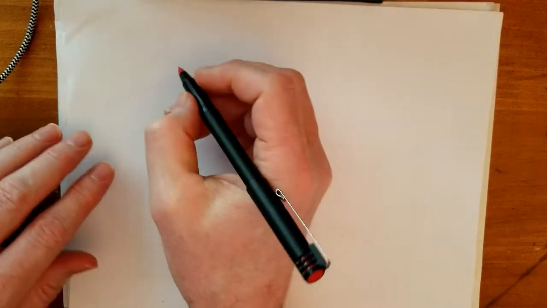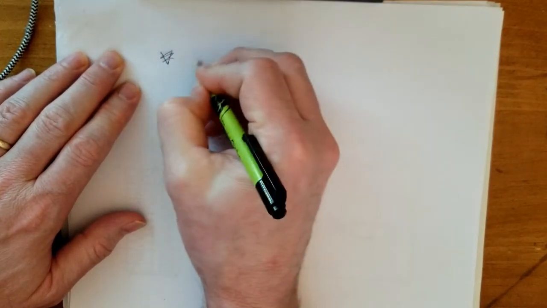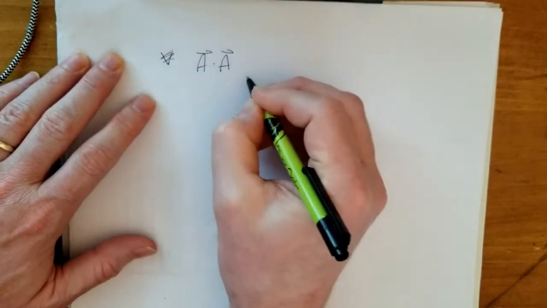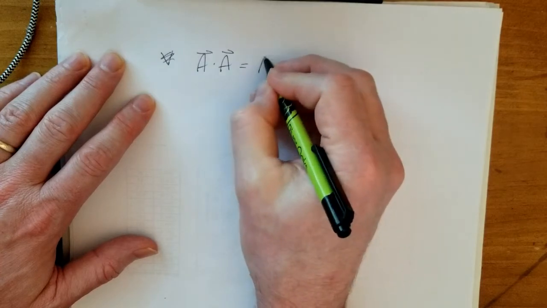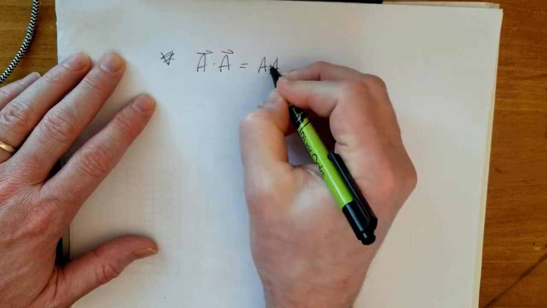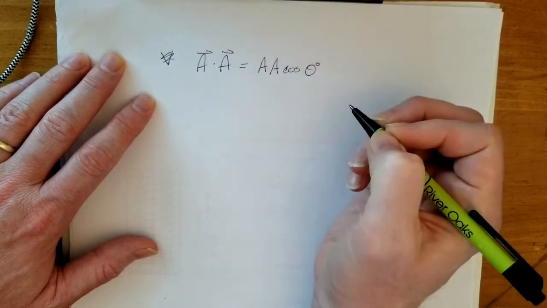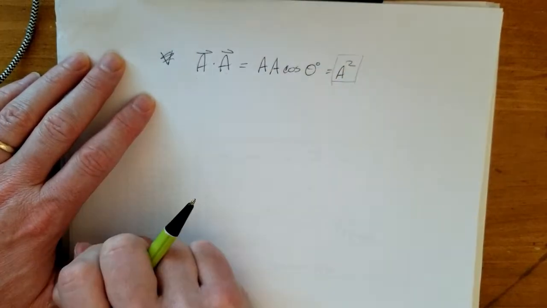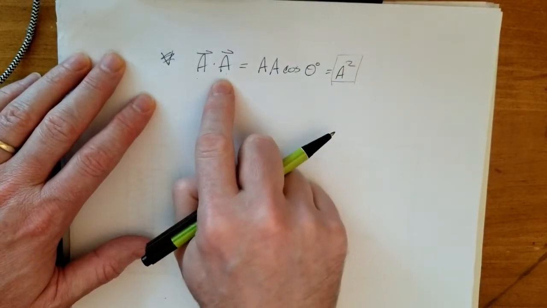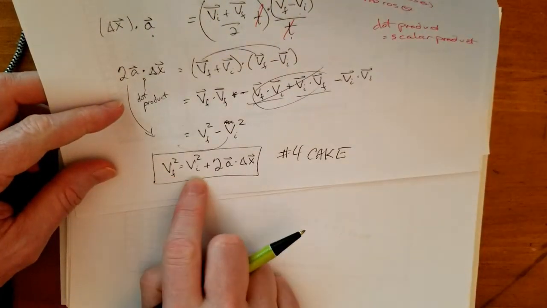So just one more comment on dot products, if I take a vector and I do a dot product with itself, so any vector A dot A, well, since it's completely in the direction of itself, this would be the magnitude of A times the magnitude of A times the cosine of the angle between them, which has to be 0 degrees or radians, which just becomes A squared. So a dot product of a vector with itself produces just the magnitude squared. And that's why we had VF squared and VI squared.